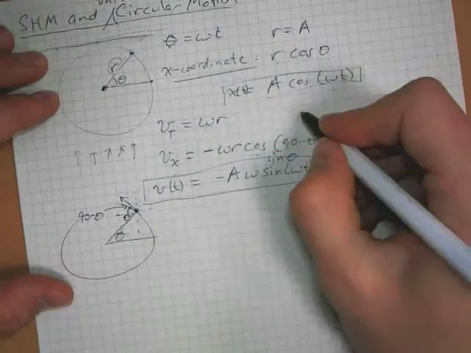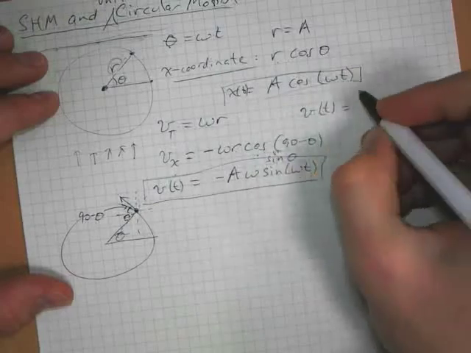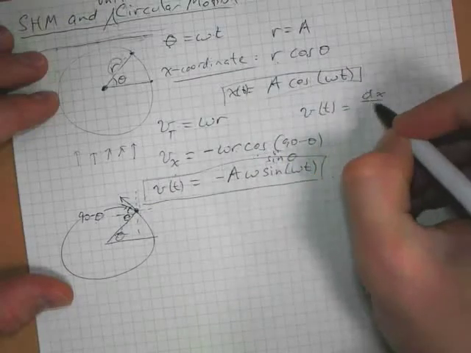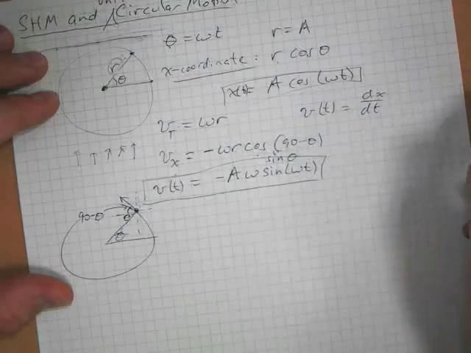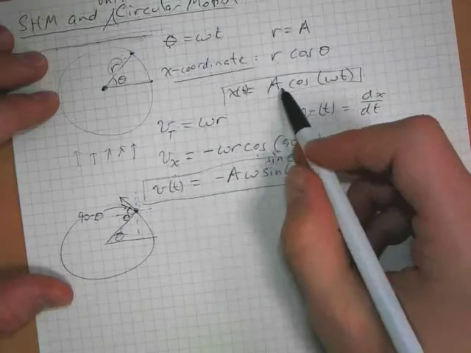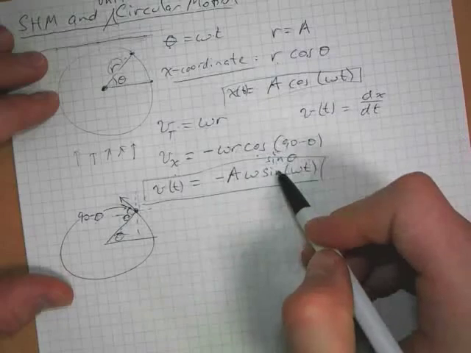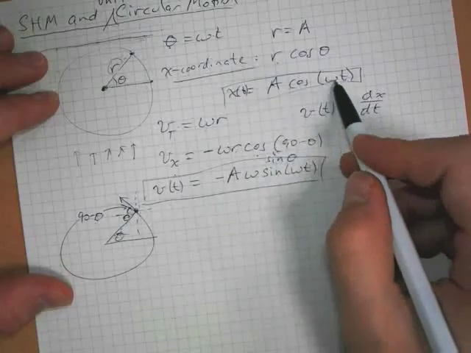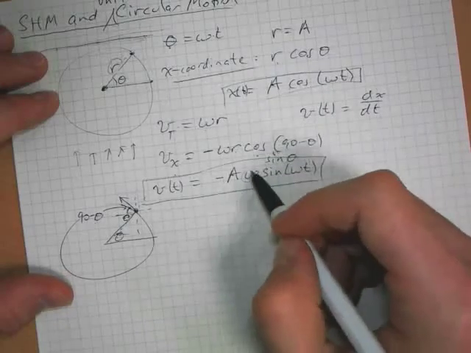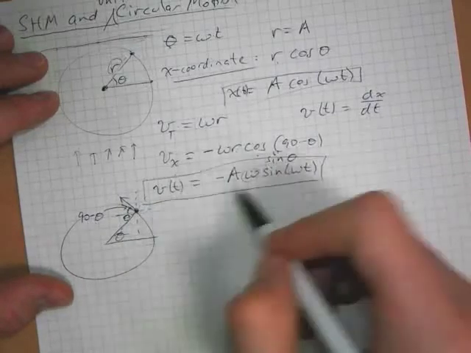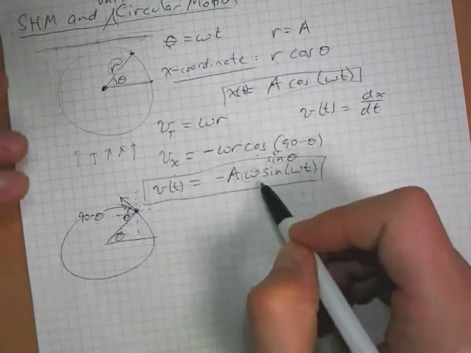We know the velocity as a function of time is the time derivative of position. If we take a time derivative of this, the derivative of cosine is negative sine. And then by the chain rule, we take a derivative of omega t and multiply out this omega. And so we get that the velocity is minus A omega sine omega t.